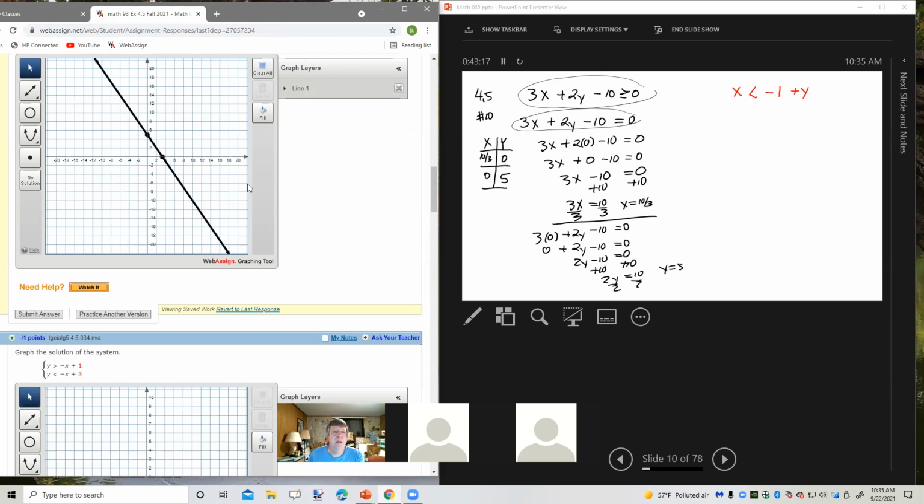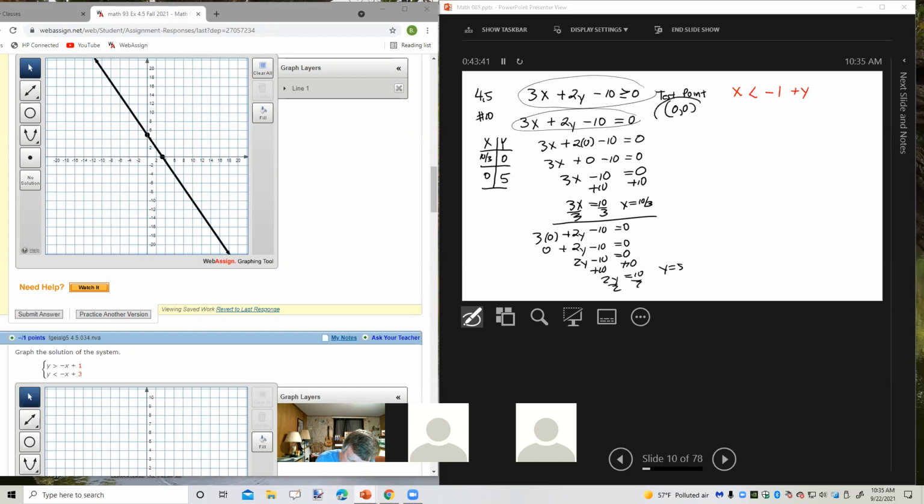All right. So now I need to determine which side of this line is the greater than part. Okay. So I'm going to pick a test point. So let's see here. Test point. I need to pick something that is not on the line. So again, I'm going to go with 0, 0.